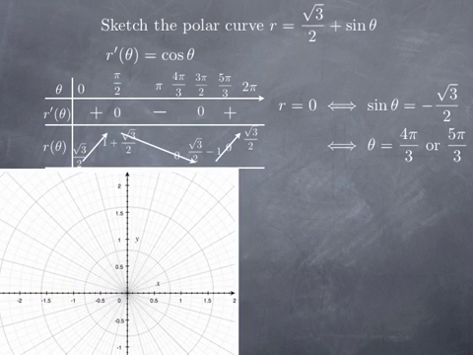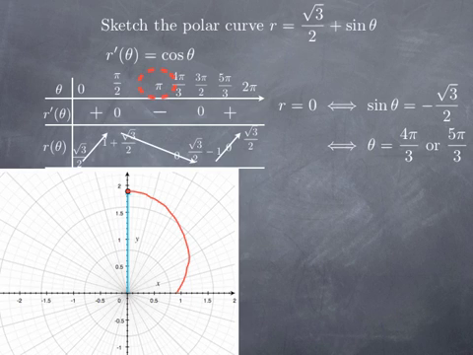So now let's try to trace out our curve, starting with the angle 0. Then the value of r is root 3 over 2, so we start out at root 3 over 2, which is about 0.85. So we start with this point, and as the angle increases from 0 to pi over 2, the distance to the pole increases from root 3 over 2 to 1 plus root 3 over 2.